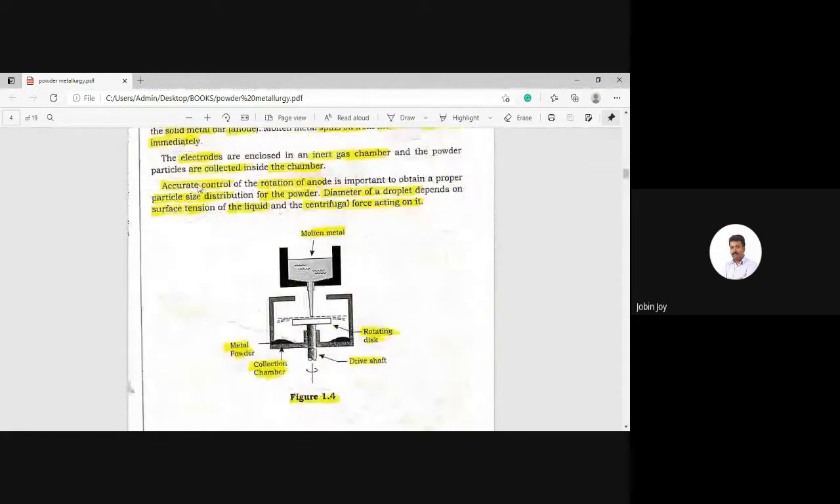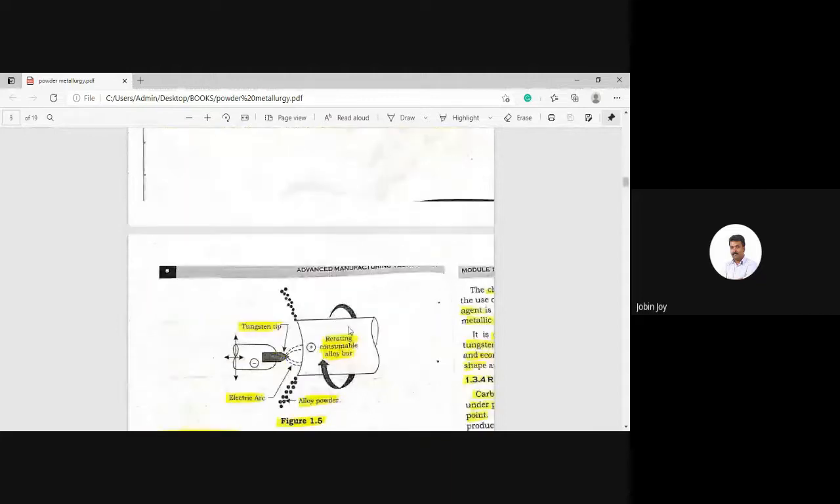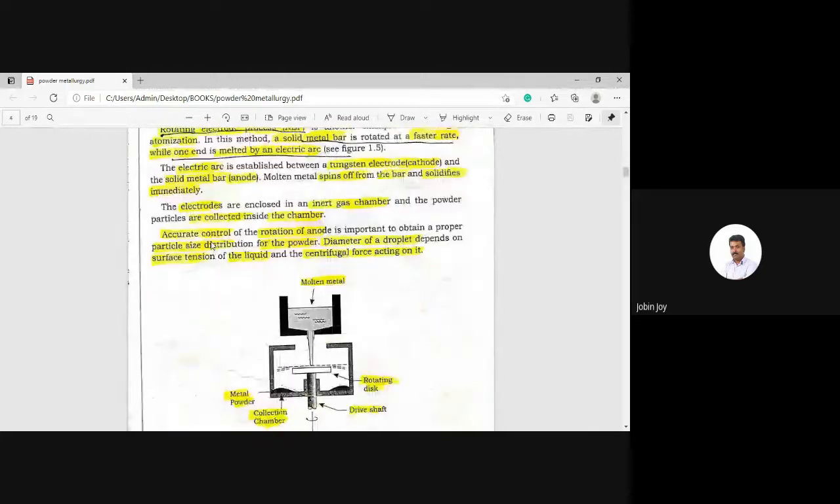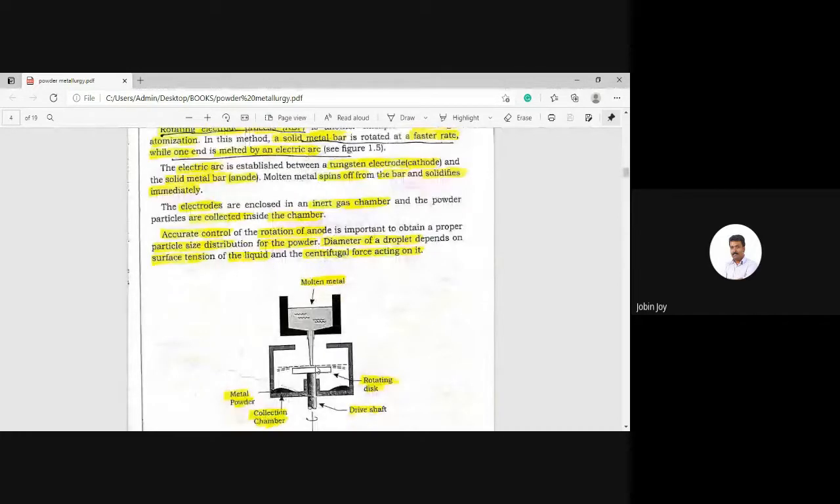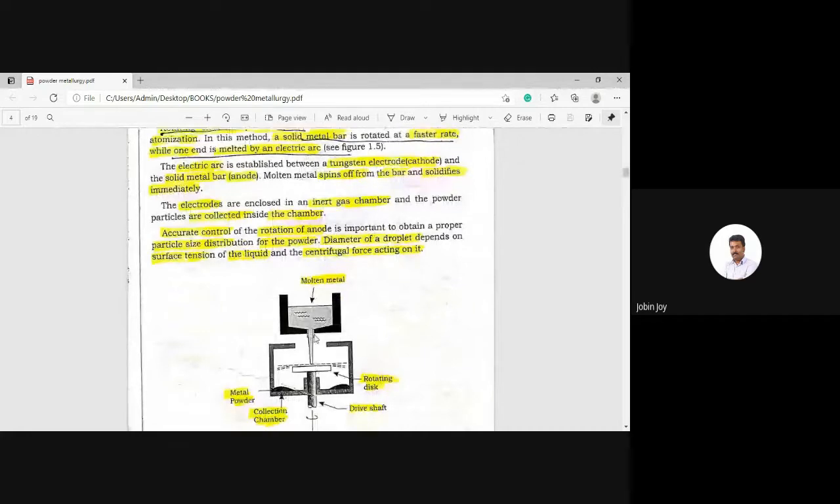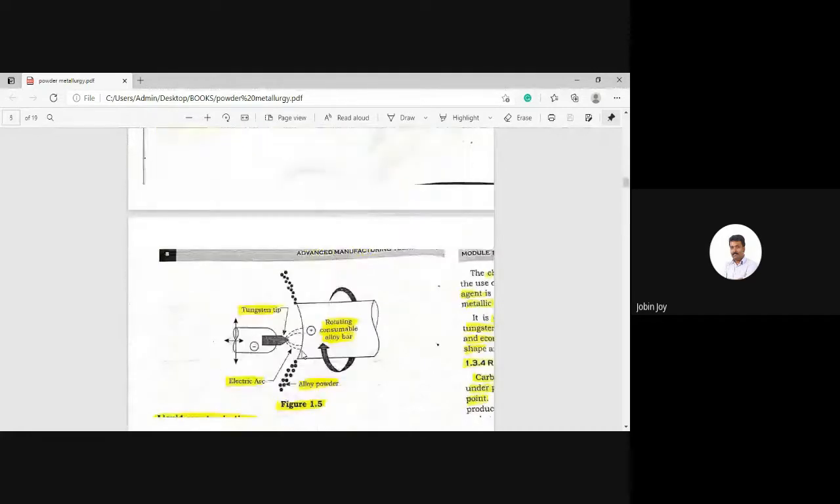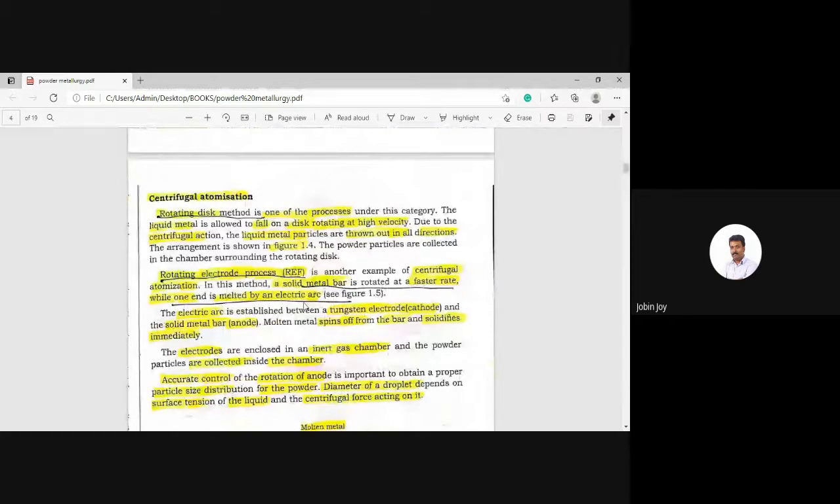So accurate control of the rotation of the anode, anode means this solid bar, is very, very important to obtain proper particle size distribution of the powder. The diameter of the droplet depends on the surface tension of the liquid and the centrifugal force acting on it. So you have to draw these two figures. This is the first figure, the rotating disk method, and this is the second figure, the rotating electrode process method, that is the centrifugal atomization.